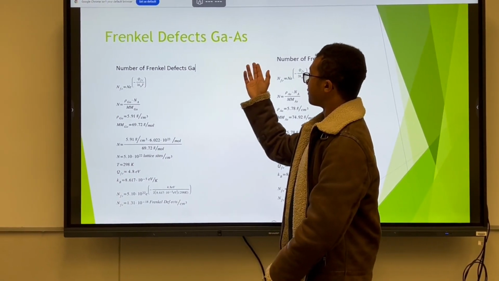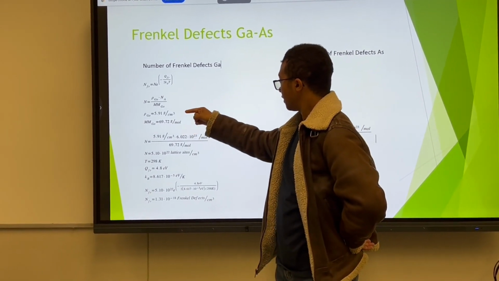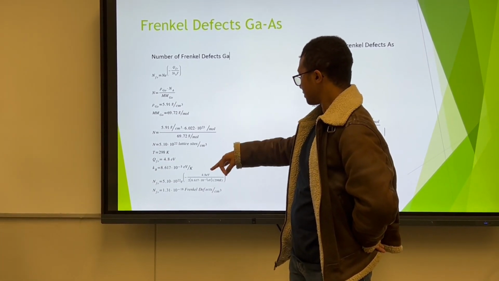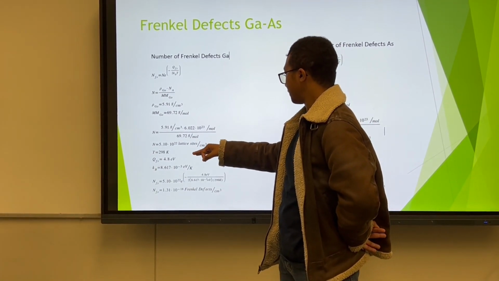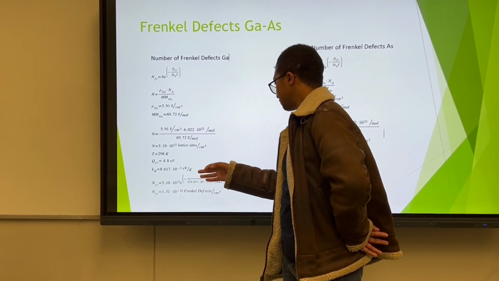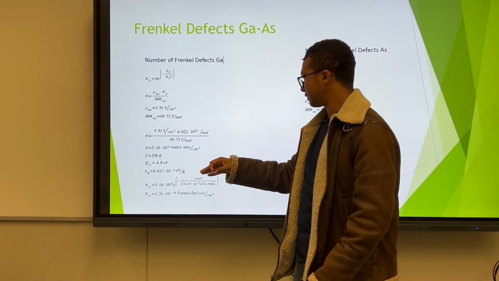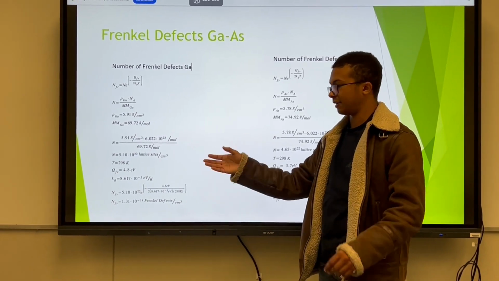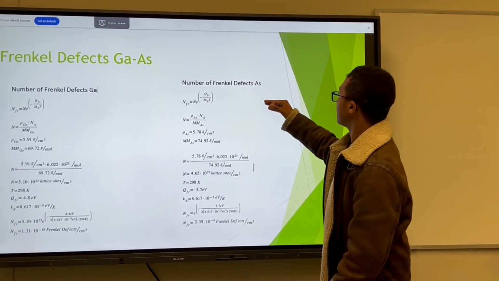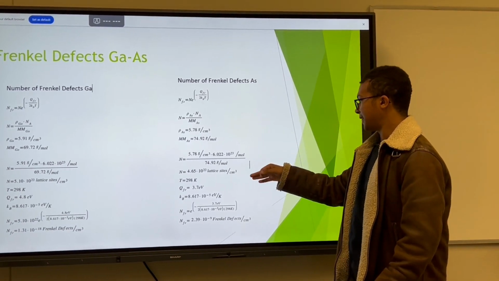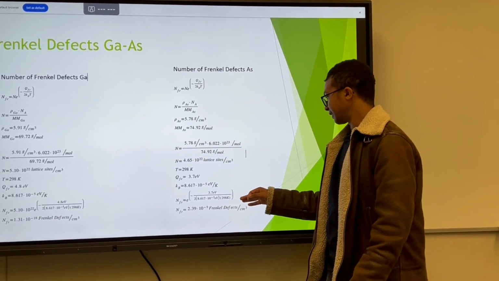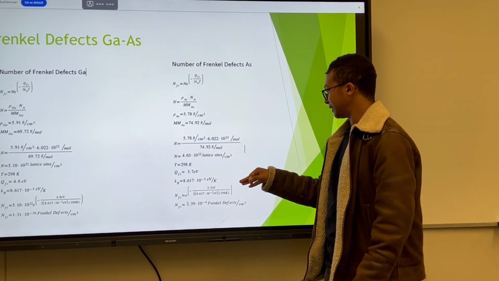So here we have it for gallium and arsenic. Find the given values, density of both of them and the molar masses. The specific energy for a Frenkel defect in gallium was 4.8 eV, and the number of Frenkel defects is really small. It's 1.31 times 10 to the negative 18 per centimeter cubed. So there really isn't any at room temperature. And then for arsenic, same thing, find all the values. It has an activation energy for Frenkel defect at about 3.7 eV, and once again, it's very low with 2.39 times 10 to the negative 9.